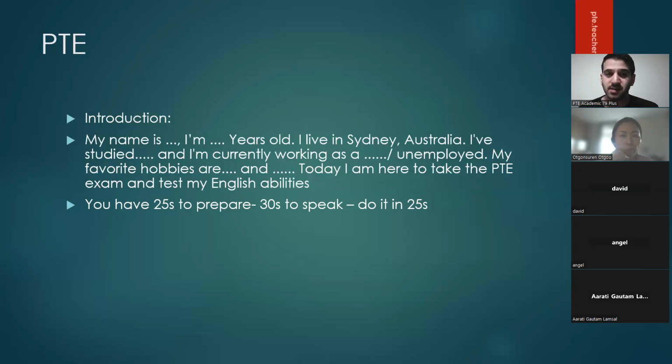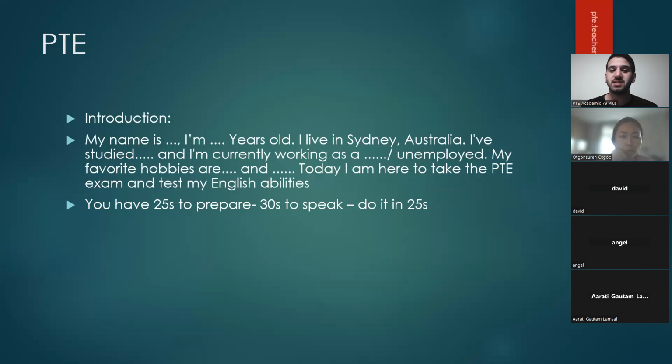My name is Sina. I'm 33 years old. I live in Sydney, Australia. I've studied chemical engineering and I'm currently working as a PTE tutor. My favorite hobbies are reading books and spending time with my family. Today, I'm here to take the PTE exam and test my English abilities.